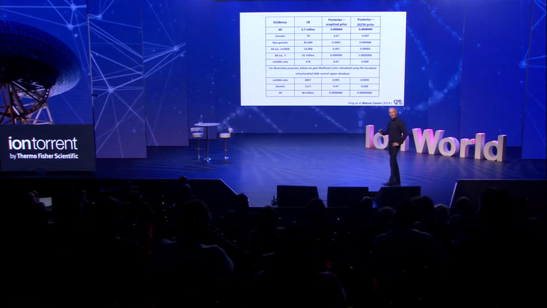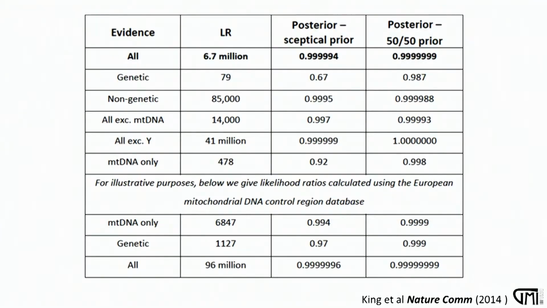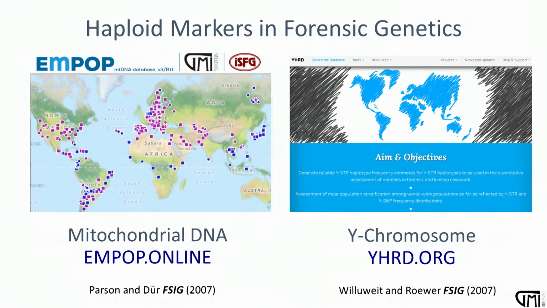But the way we can weigh this information in forensics is that we try to combine all the evidence and bring it into a likelihood ratio, including the factor of false paternity. And still, the evidence is overwhelming for the hypothesis that the remains belong to King Richard III.